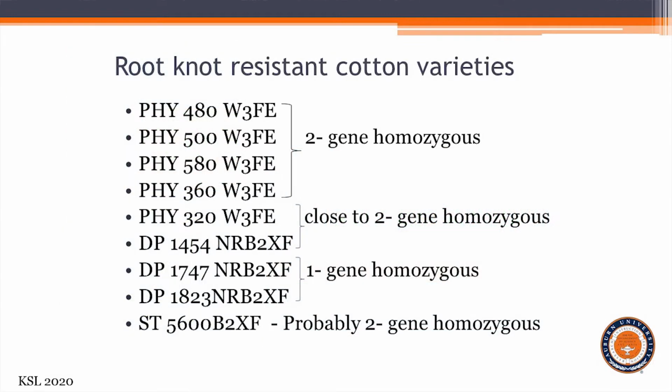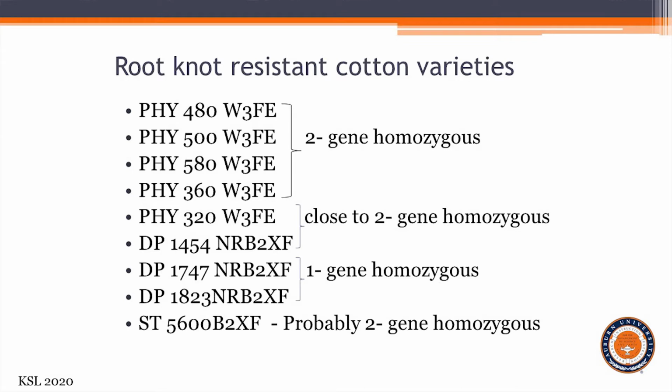Okay, the next slide is what we hear about, the nematode resistant varieties. On this slide, you will see Phytogen 480, Phytogen 500, Phytogen 580, and Phytogen 360, which all are considered two-gene homozygous. So the genes are identical, and we should have no outcrossing there. Those are the ones we do have in this area.